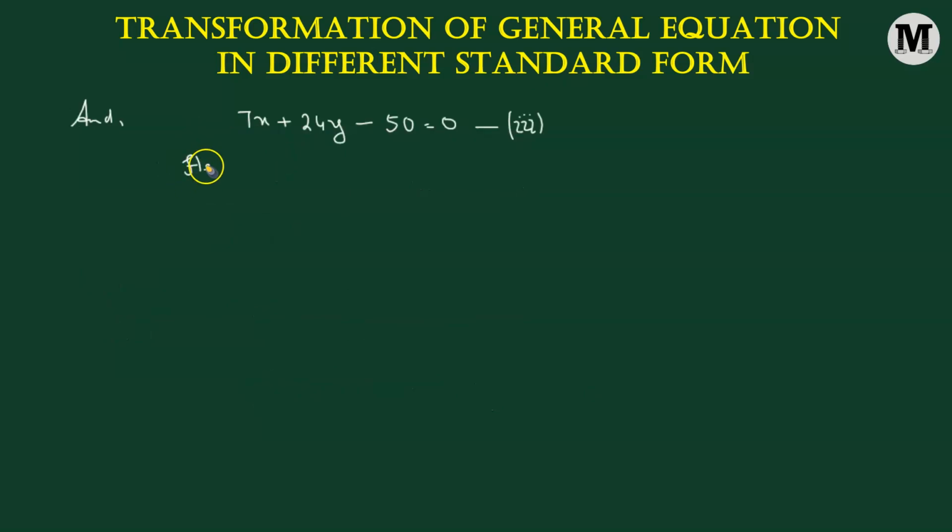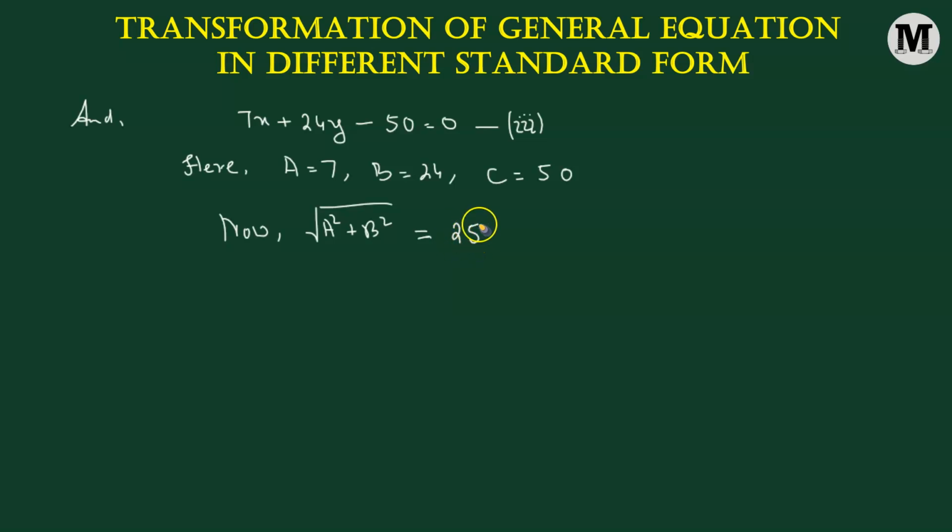In the third equation, a equals 7, b equals 24, and c equals 50. Now we'll find the value of the square root of a squared plus b squared. Underneath the square root we need 7 squared added to 24 squared, and that gives us 25. So we take equation number 3, multiply each term by negative 1, and divide each term by the square root of a squared plus b squared.